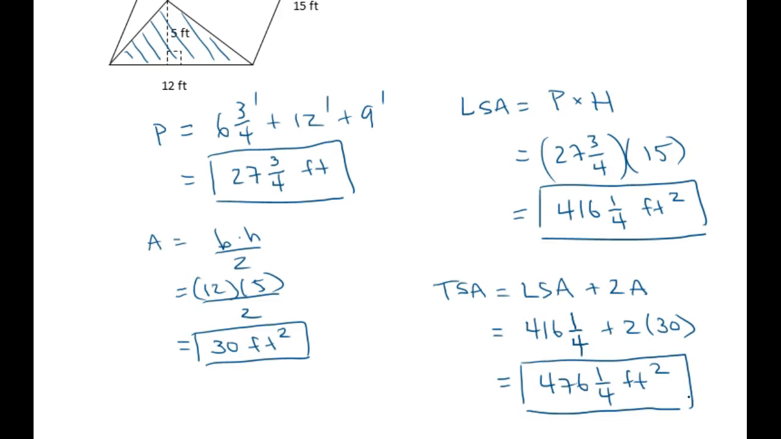If you prefer to work in decimals, that's completely fine. So equivalently, you could say that this is 416.25 feet squared and 476.25.